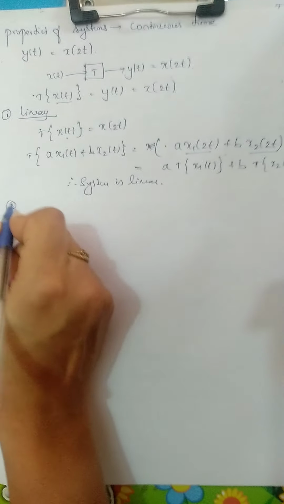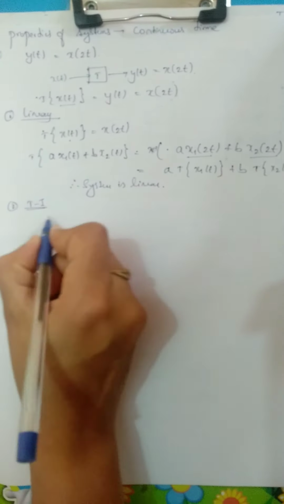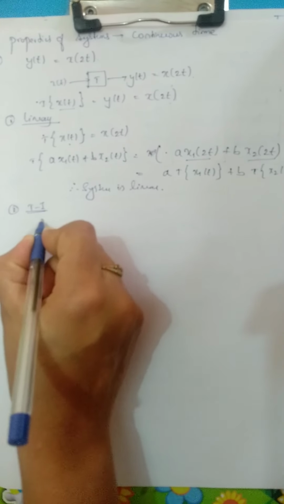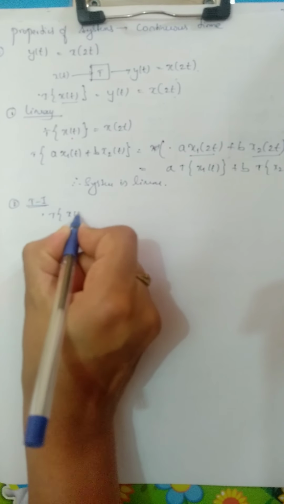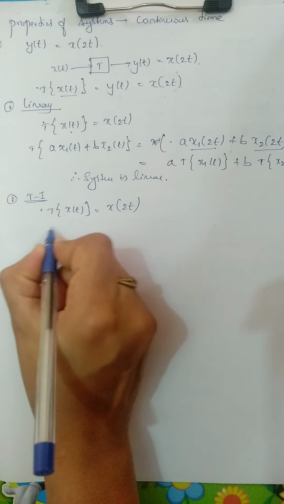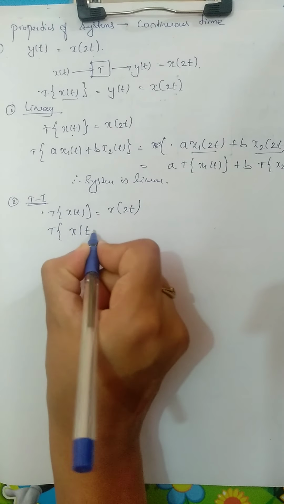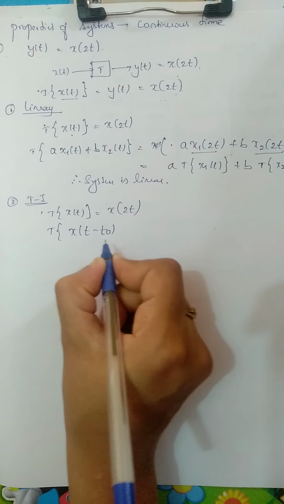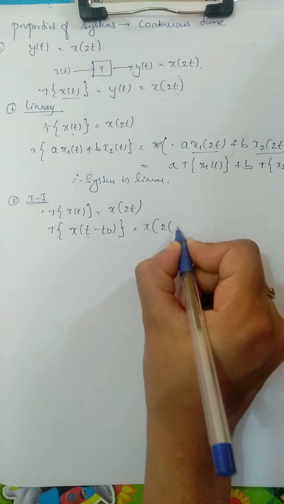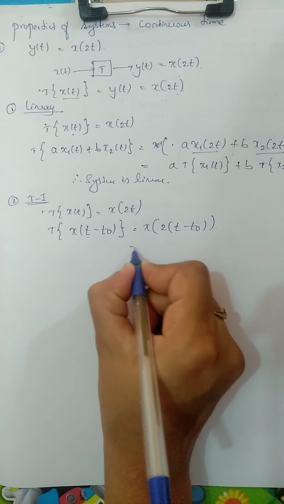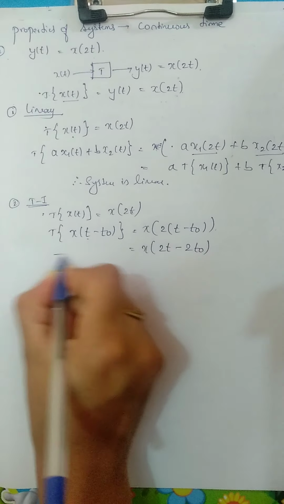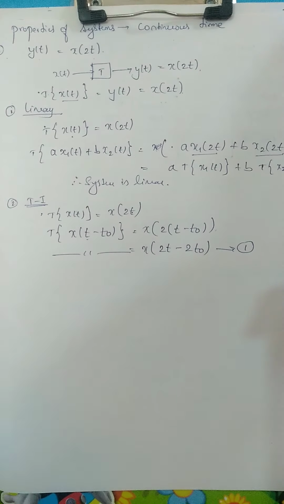Okay. Next, the second one, the time invariance property. For that, in the place of t, we need to write t minus t naught. So let's consider T of x of t is equal to x of 2t. So T of x of t minus t naught, in the place of t I am writing t minus t naught, is equal to x of 2 into t minus t naught. If we simplify this, x of 2t minus 2t naught. This is equation number 1.